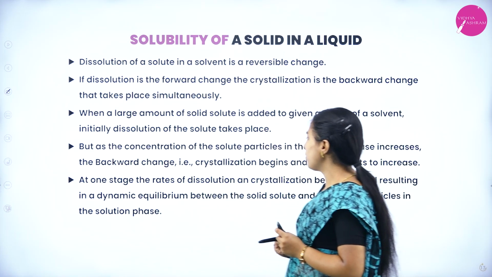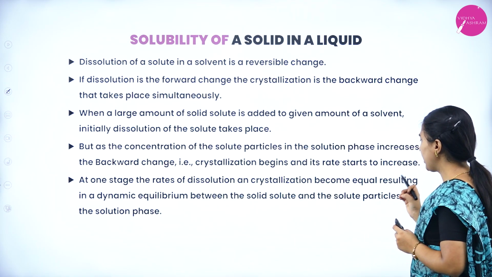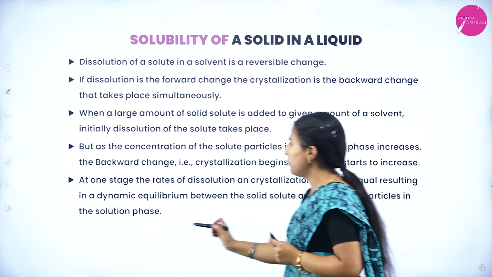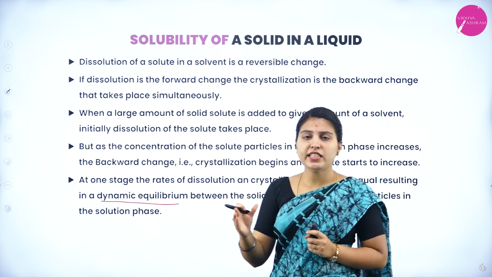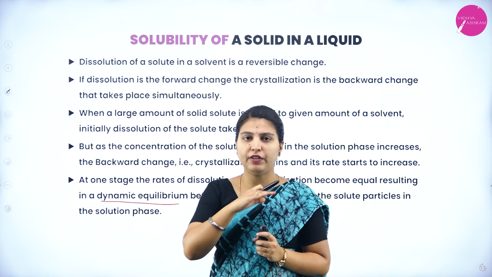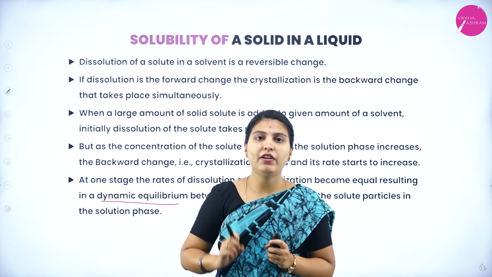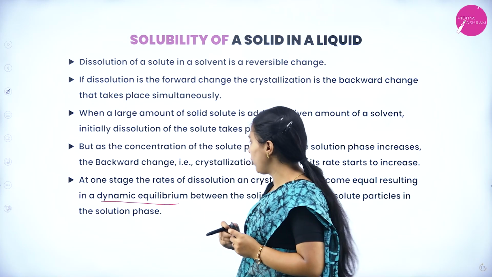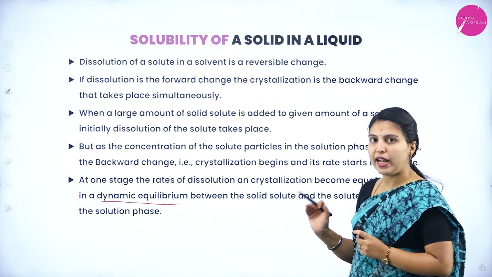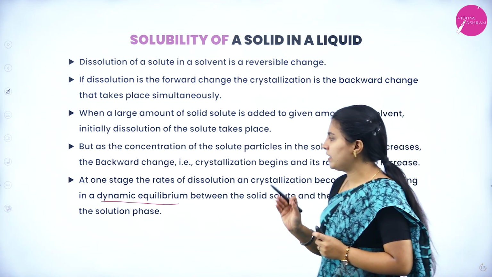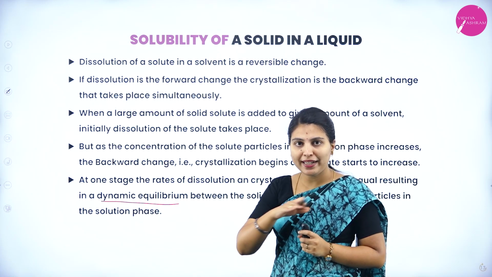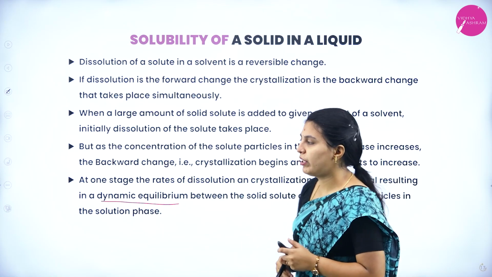At one stage, the rates of dissolution and crystallization become equal, resulting in a dynamic equilibrium. At one stage, crystallization and dissolution will reach equilibrium. We call that equilibrium a dynamic equilibrium between the solid solute and the solute particles in the solution phase.